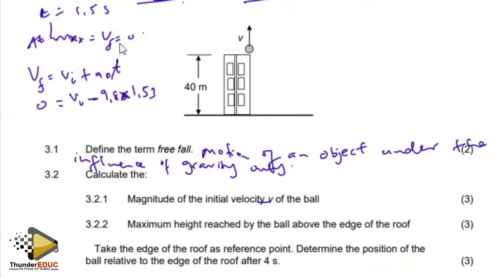So then I have 0 is equal to V initial minus 9.8 times 1.53. That gives me 14.99. Then I'll move it that side. So my V initial is 14.99 meters per second, which is more or less the same as 15. I'll just leave it as that. It's fine.